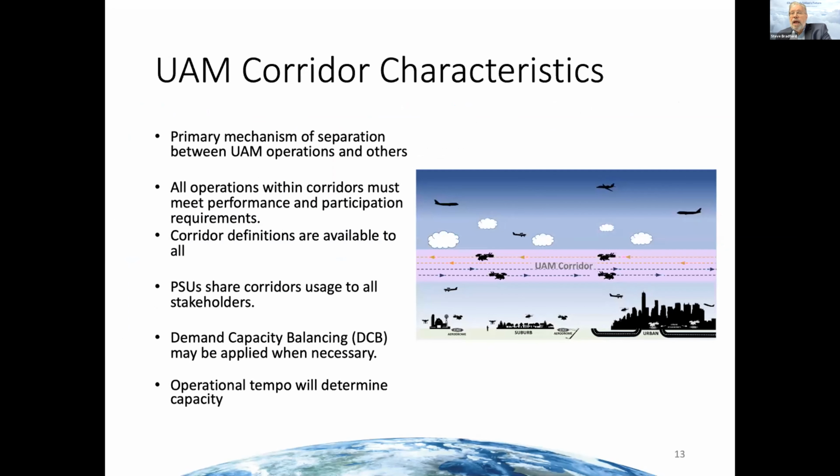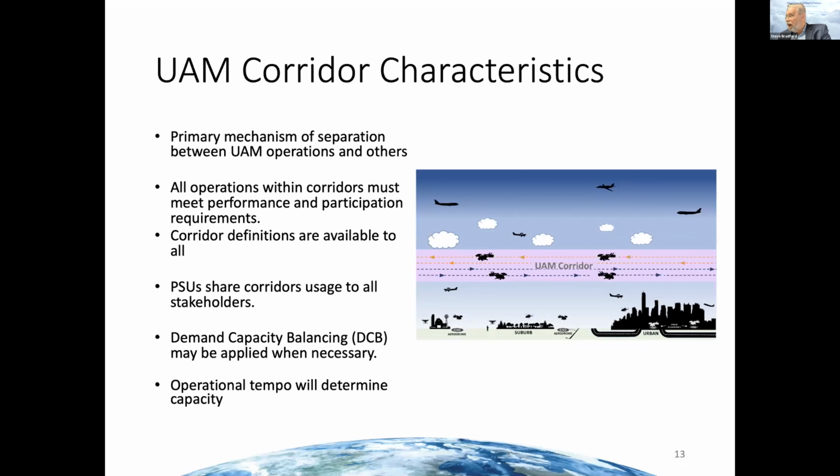So the corridor and the characteristics within the corridor will be the primary mechanism of separation between UAM operators and others. People will know where the corridors are. And we can separate traffic from the corridors. If they need to cross, we can work out how they cross, but not anybody can find the corridor. The corridor definitions are available to all who wish to participate.